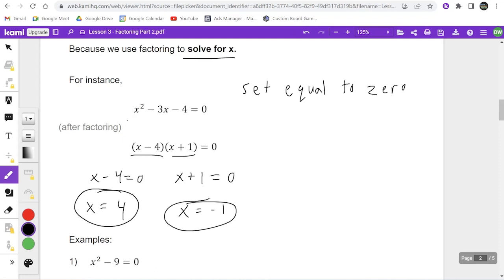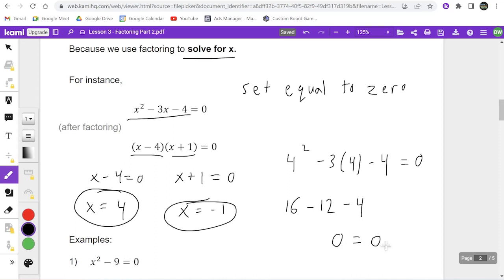Let me prove it. The equation was x squared minus 3x minus 4. Let me plug in 4 for that, and let's see what we get. So I'm saying 4 squared minus 3 times 4 minus 4. And the question is, does that equal 0? Well, 4 squared is 16. 3 times 4 is then minus 12, and then minus 4. 16 minus 12 minus 4 is 0. It does look like 0 equals 0. We're correct. That's a solution. And of course, the other solution will be negative 1.